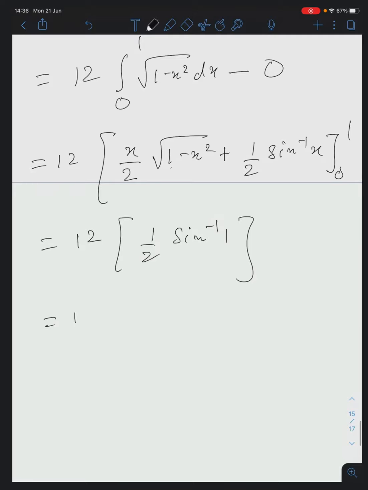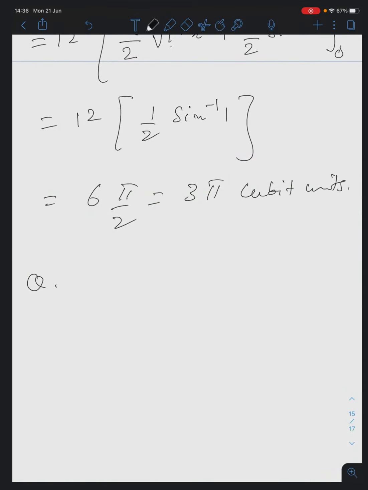What is sine inverse 1? Pi by 2. Yeah, this is 6 I will write. And sine inverse 1 is pi by 2. So overall what I'll get? 3 pi I'll get. So 3 pi cubic units I will get as the answer. Understood? Yes, ma'am. Okay.